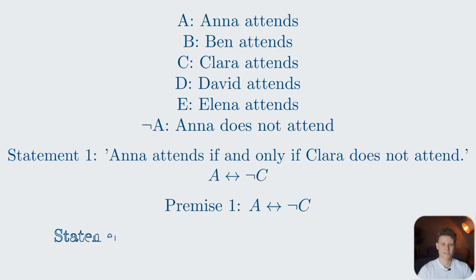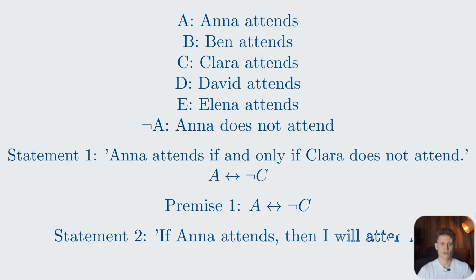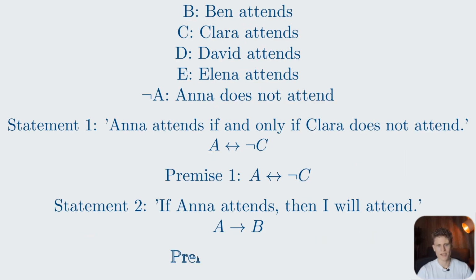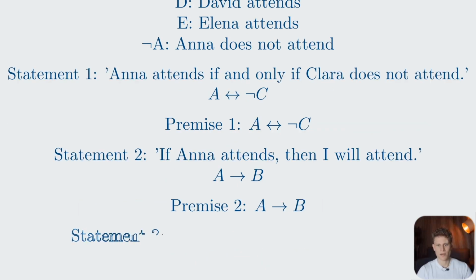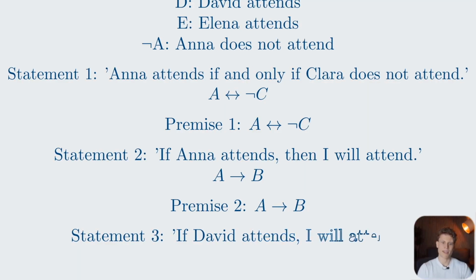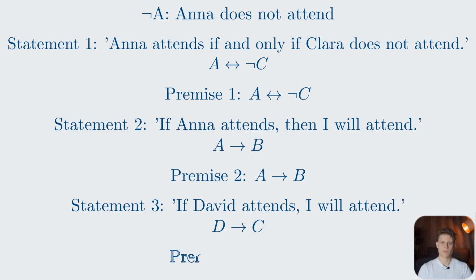Next is Ben's statement. If Anna attends, then I will attend too. The phrase if then is a conditional statement represented by a single-headed arrow. So, if Anna attends, Ben must attend. This is our second premise. Clara's statement is similar. If David attends, I will attend too. Again, an if-then structure. Our third premise is D implies C. This means if David attends, Clara must attend.